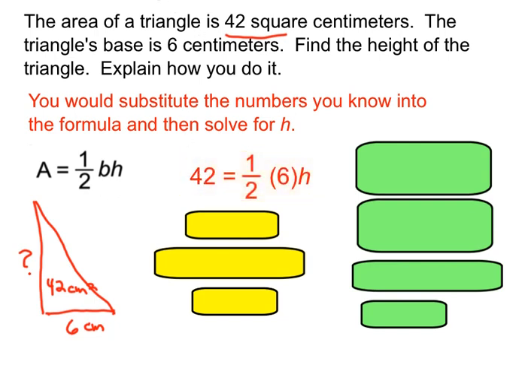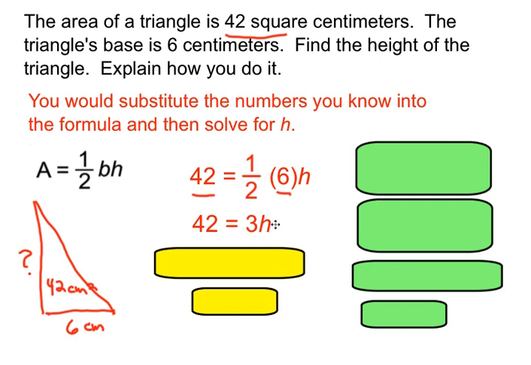Well, we know the area is 42. We know that the base is 6. What we don't know is the variable of the height. Okay? So now all we have to do is get h by itself, and then we know the value of h. So we're going to multiply 1/2 times 6 to give us 3. So that gives us 3h. 3 times h equals 42, or 42 equals 3 times h.